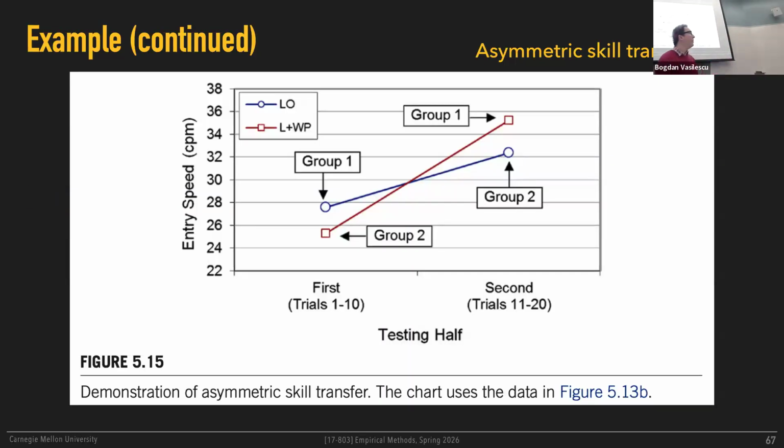Right, so this is maybe a good time to end. I want to leave you with this idea of asymmetric skill transfer, and we'll pick up on this next time. So this means the sequence mattered here, right? The counterbalancing didn't quite fix everything, right?